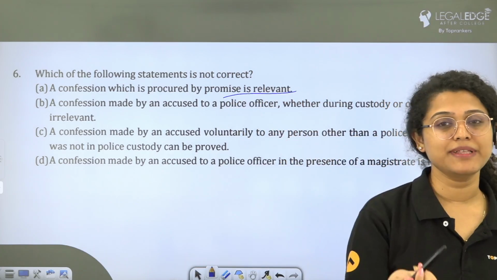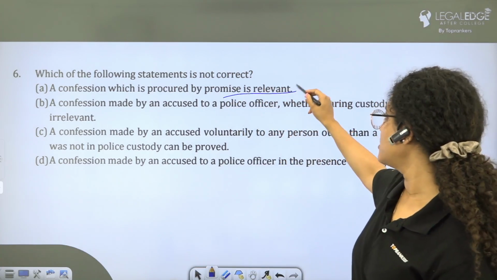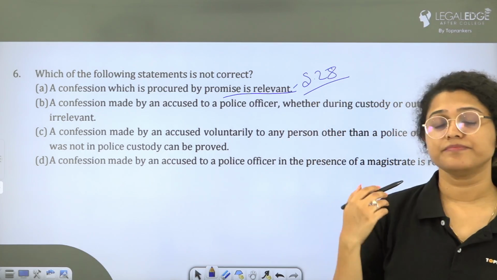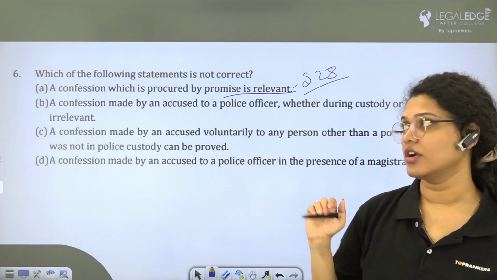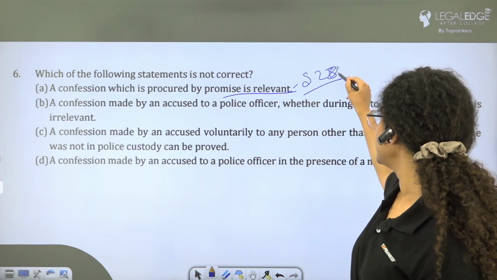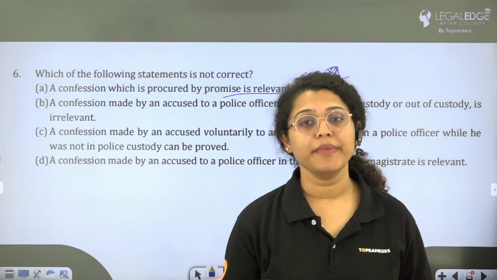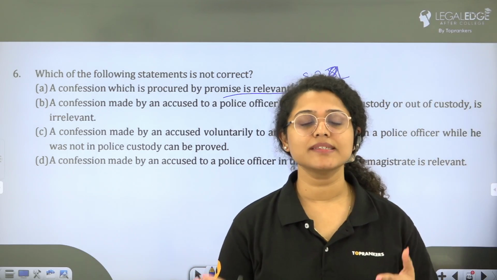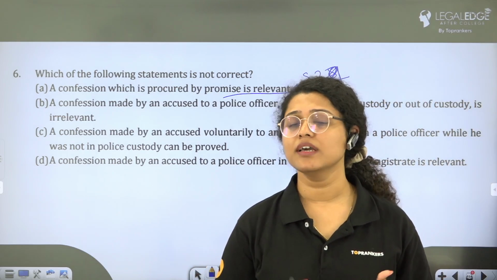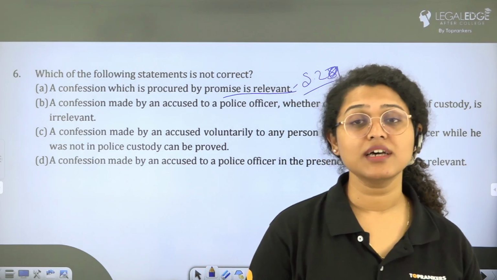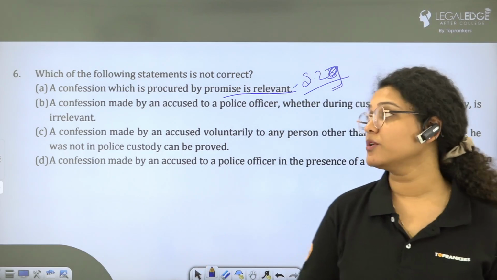So, a confession which is procured by promise is relevant. Where do we get this from? This we derive from Section 28, and this is correct. After a confession, no, not 28, Section 29. A confession which is made under a promise of secrecy, or a confession which is made under intoxication, all such kinds of confessions are relevant under Section 29.